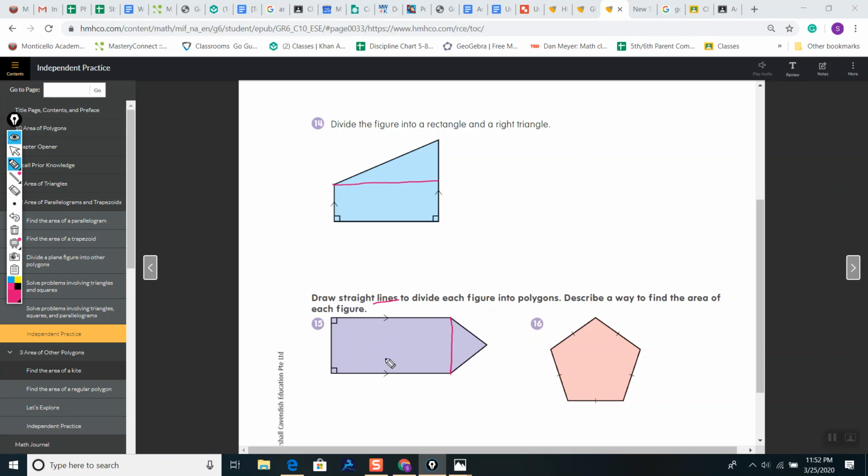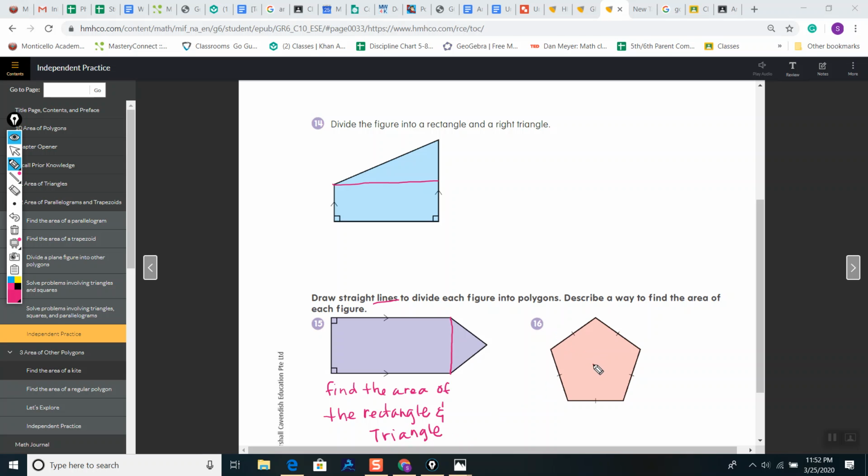These lines are parallel, right? These two are going to be the same. So then I would write, find the area of the rectangle and triangle. So that's how I'm going to solve that, right?